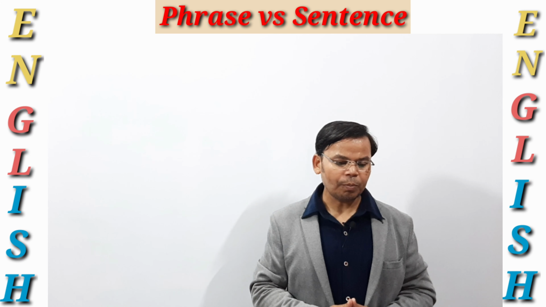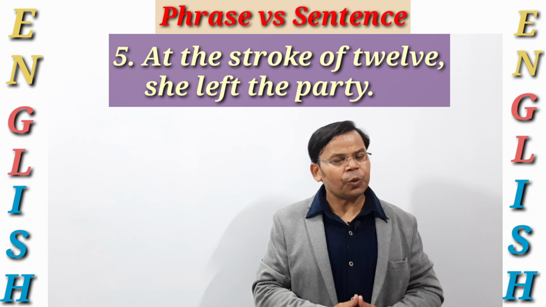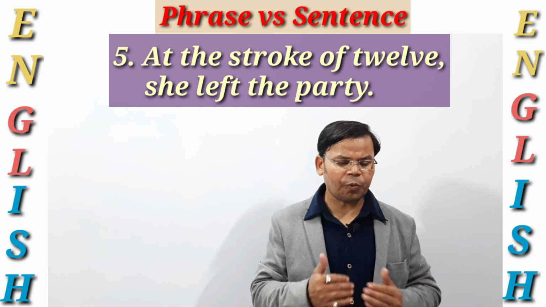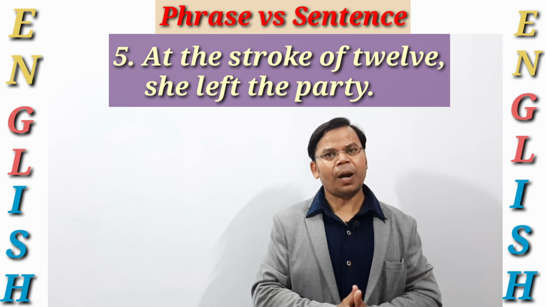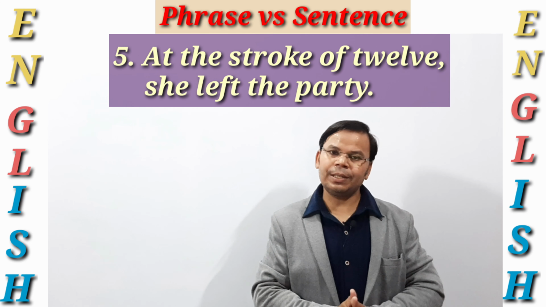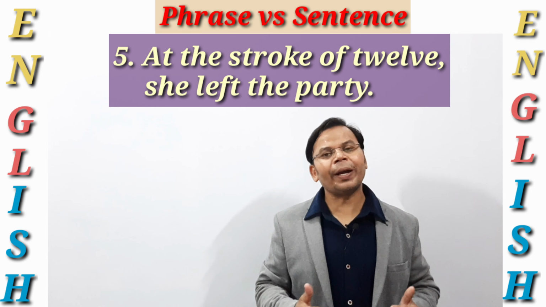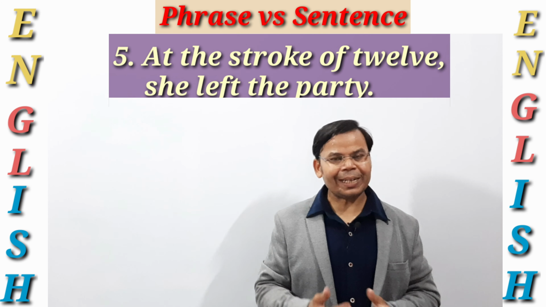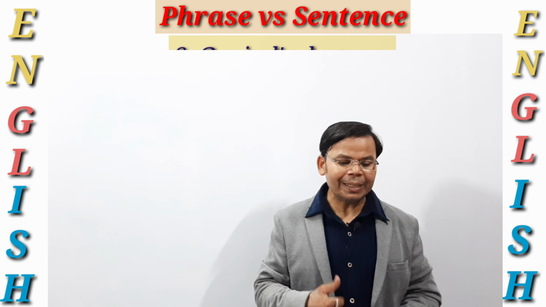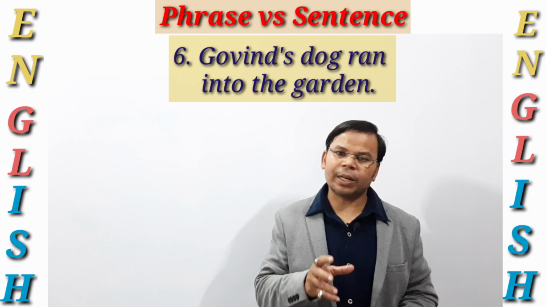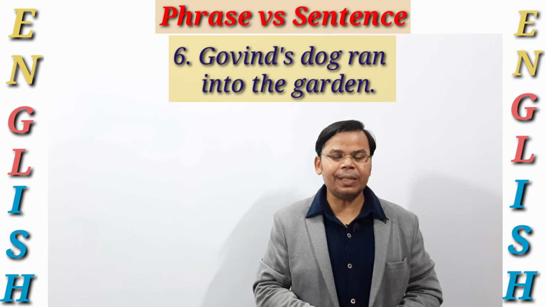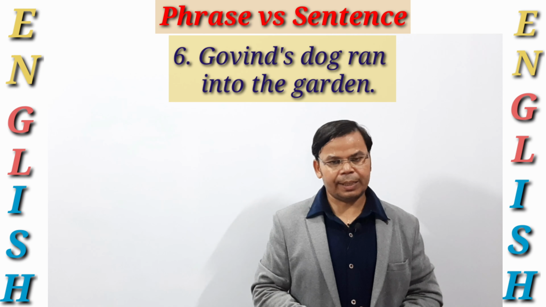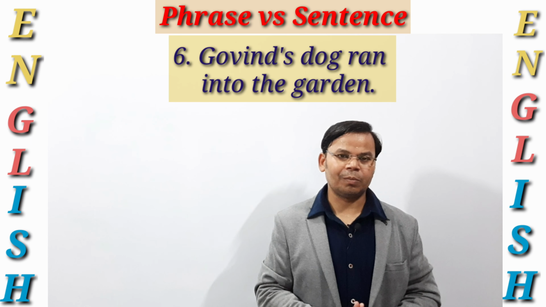Next sentence: At the stroke of 12, she left the party. In this sentence, at the stroke of 12 is the example of a phrase. Next sentence: Govind's dog ran into the garden. In this sentence, into the garden is the example of a phrase.